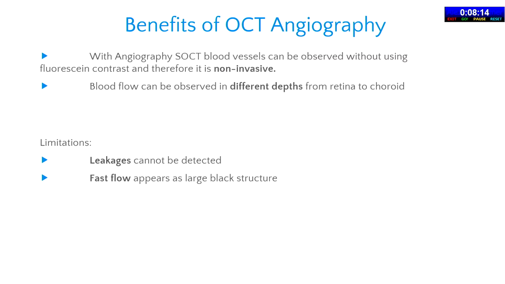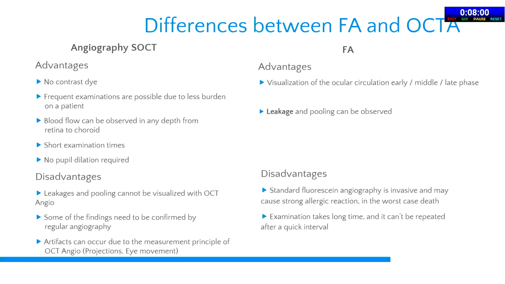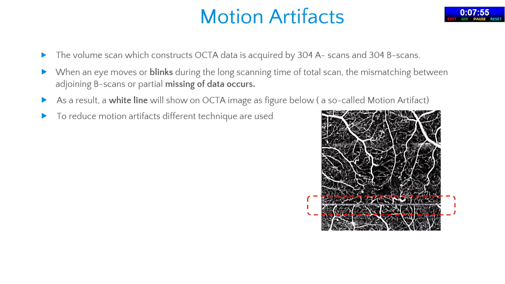So while it has an obvious advantage of being non-invasive and you can visualize at different depths, the limitation remains that you can't really see leakages as against fluorescein angiography, and very often fast flows appear as large black structures. And that's where, of course, the role of traditional fluorescein angiography comes in. Another limitation often is artifacts that can come when you're doing an OCT angio. One of the most prominent ones is a motion artifact. For example, if a patient was to blink, at that point the scan will show a white line and there's nothing captured over there.